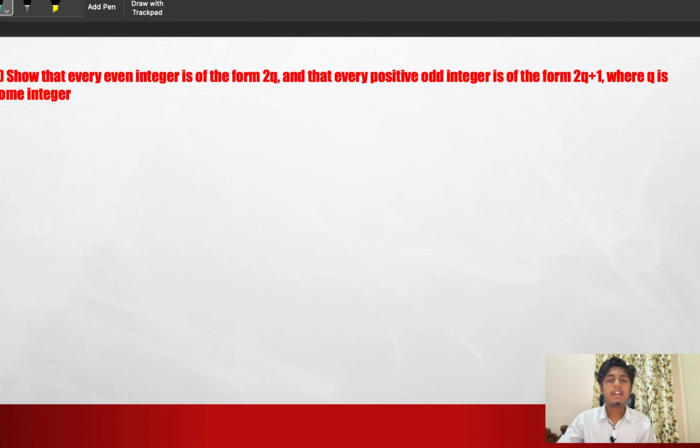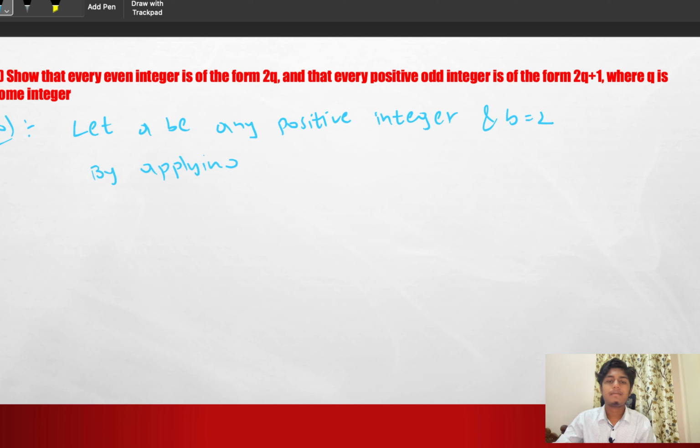Show that every even integer is of the form 2q and every positive odd integer is of the form 2q plus 1, where q is some integer. So let's solve this problem. Let a be any positive integer and b is equal to 2. By applying Euclid's division lemma, we get a as 2q plus r, where 2 is the divisor.